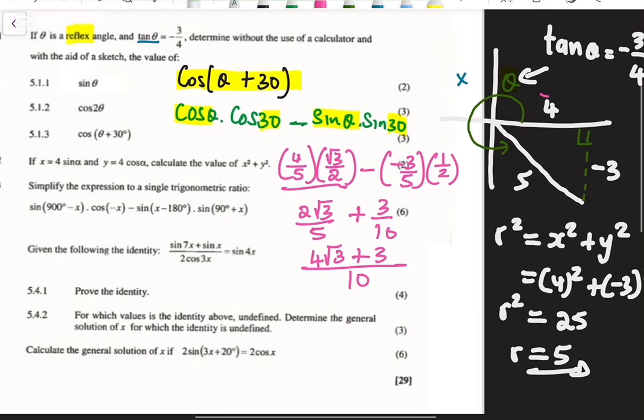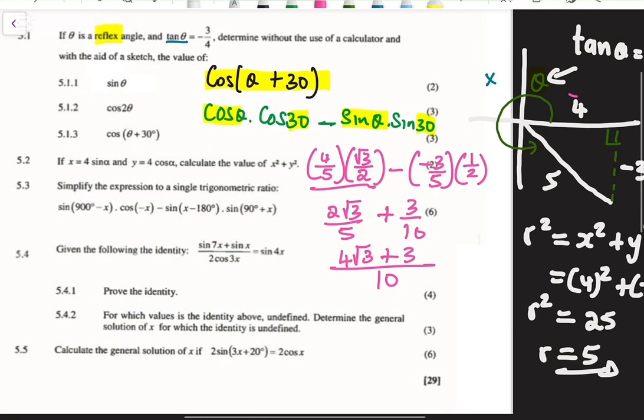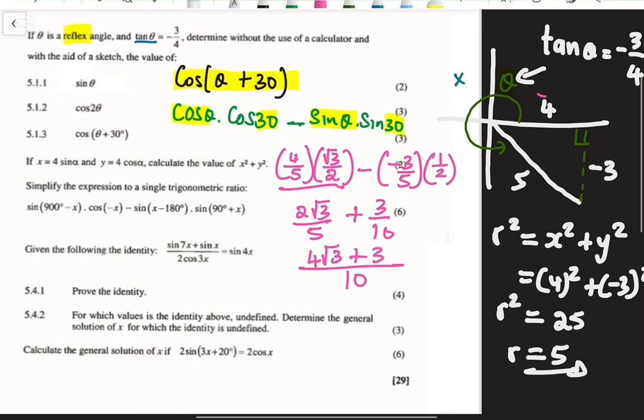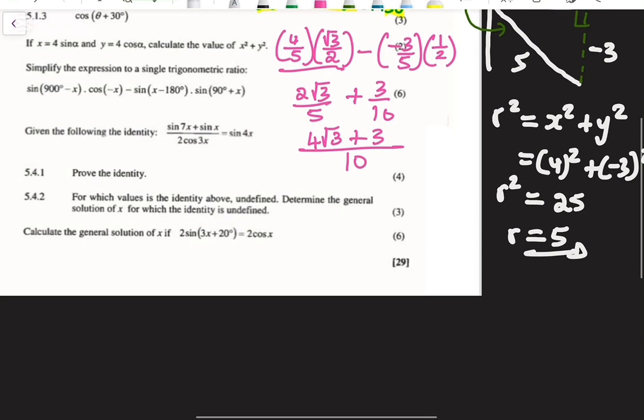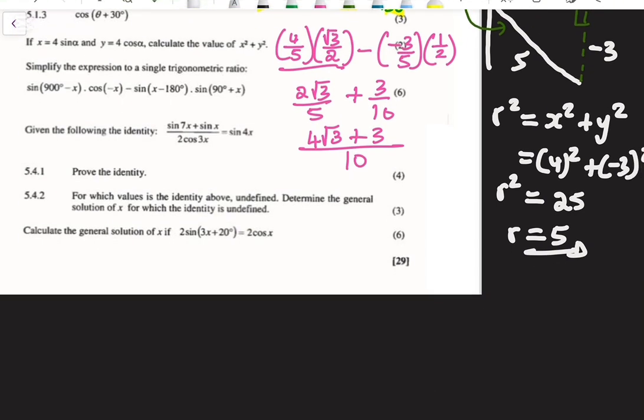Let's move to the next question, which is 5.2. We are done with 5.1. So let's go straight to 5.2 now. So let me erase for the space.